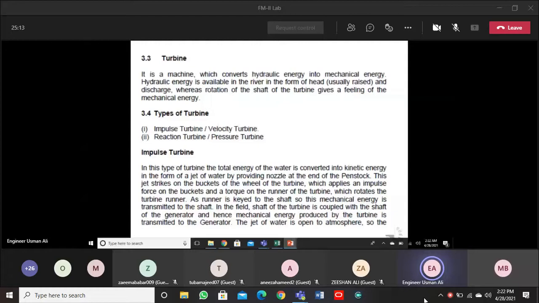So we can have more than one jet in that case. By having the jet of water or jets of water, nozzles, we can convert the total energy into kinetic energy in the impulse turbine.